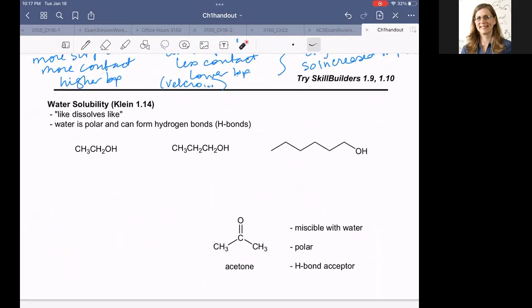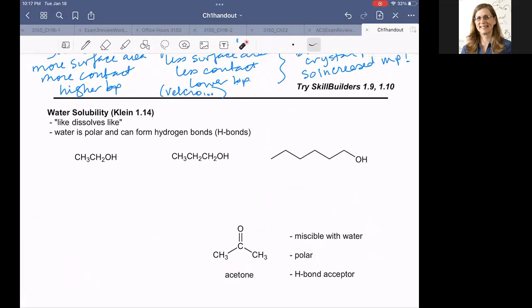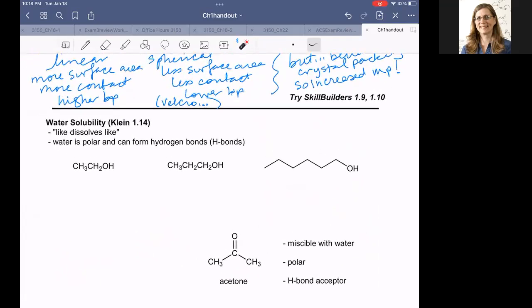So last but not least, let's talk about water solubility, or any solubility really. Solubility has to do with the concept of like dissolves like. Oh, I'm sorry, I should mention, don't forget skill builders 9 and 10. Skill builders 9 and 10 have to do with predicting boiling point trends.